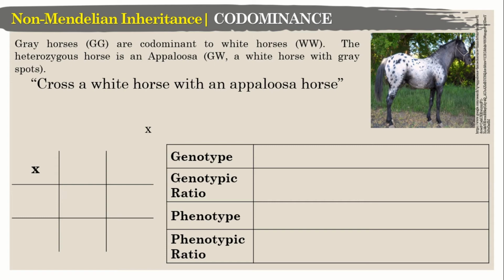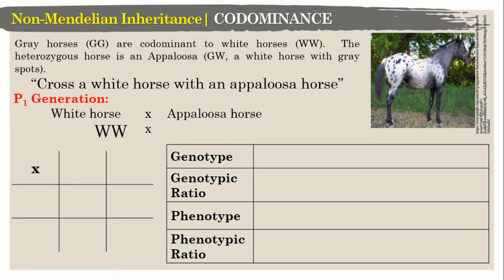If you are asked to cross a white horse with an Appaloosa, what are their possible offspring? So let us first write their code. So the white horse is pure, that's why we write here WW, while Appaloosa, since it is a hybrid, we call this one GW. G for gray, W is for white.